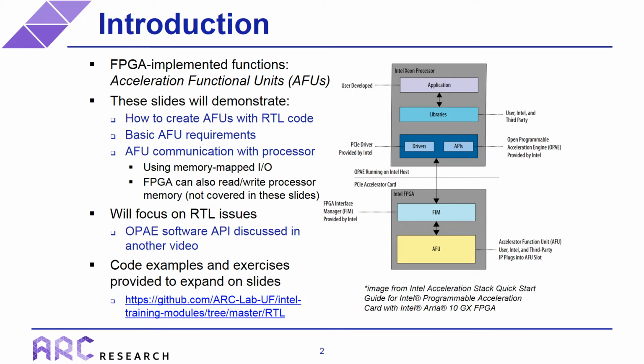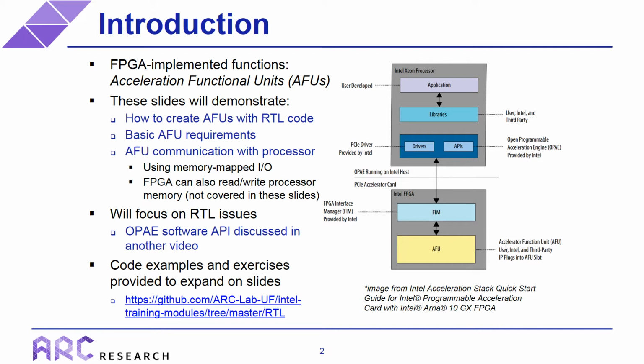So just to remind you of some of the terminology I introduced in the original video, Intel refers to functions that you implement inside the FPGA as acceleration functional units or AFUs. So in these slides, I'm going to demonstrate how you create AFUs using register transfer level code. I will go over the basic requirements of every AFU. And then I will talk a little bit about the different ways that AFUs can communicate with the processor. Primarily, I will focus on how you can use memory mapped I/O to communicate between the processor and the FPGA.